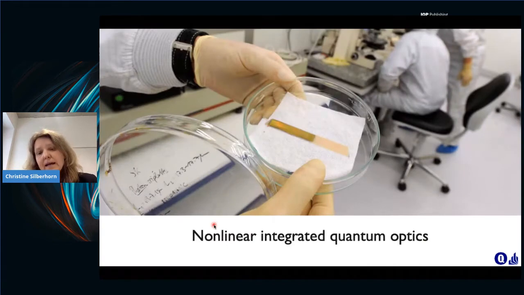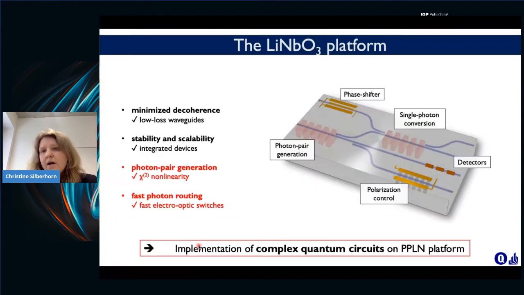Now let me start with integrated quantum optics. More specifically, what we concentrate on here in Paderborn is nonlinear integrated optics. This is the vision we have. We want to explore the lithium niobate platform. Why? This is a quite well-established platform, and we have minimized decoherence because we can produce very low loss waveguides. With all integrated optic systems, we have stability and scalability of these systems, so this is great because it is integrated devices.